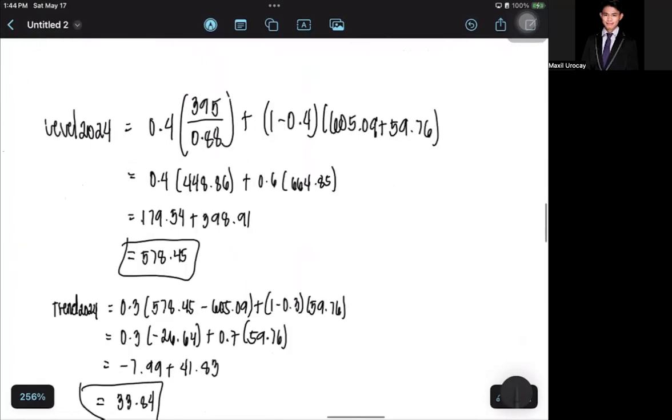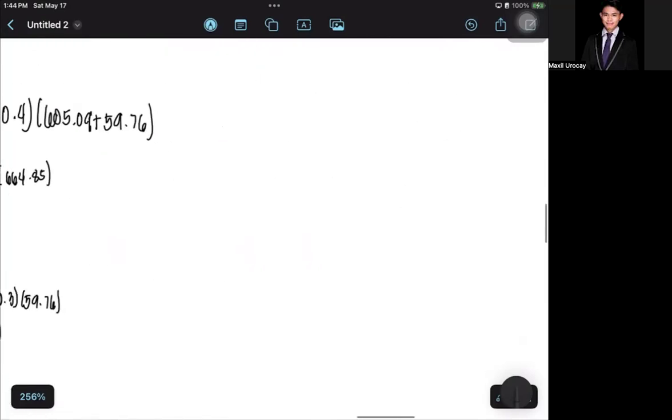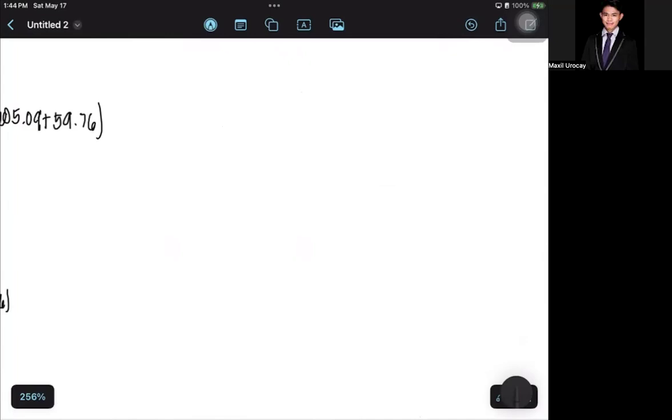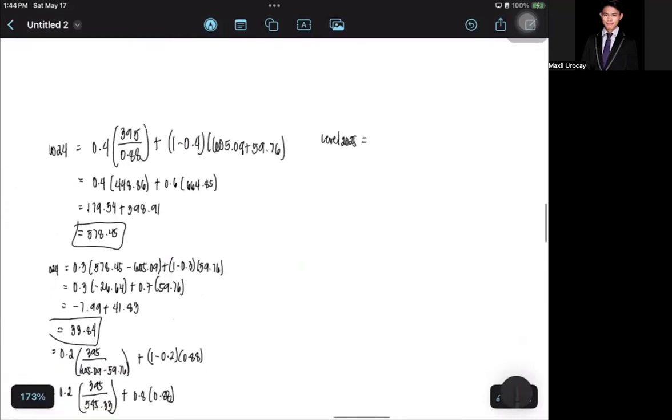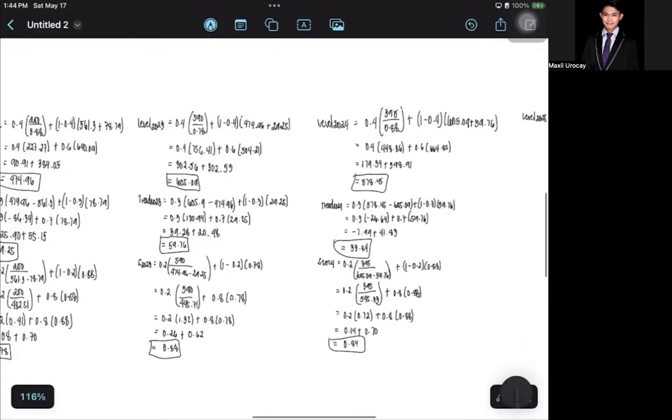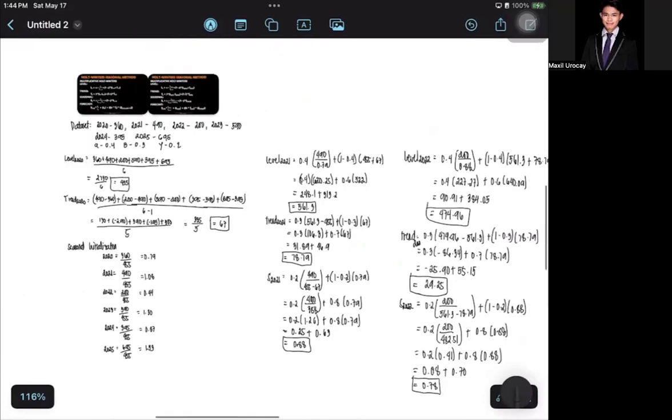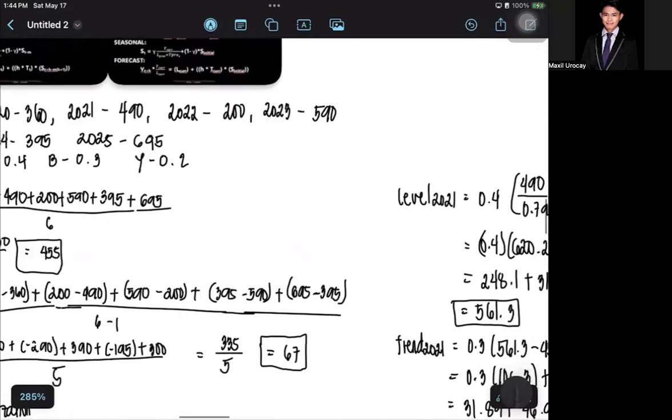And lastly, we still have the data of 2025, and we have to get the 2025 level as well. I know that it's so long actually, but your answer may take one yellow pad or back to back of yellow pad, that's fine. By the way, what we will forecast in the future is 2026 up until 2030.